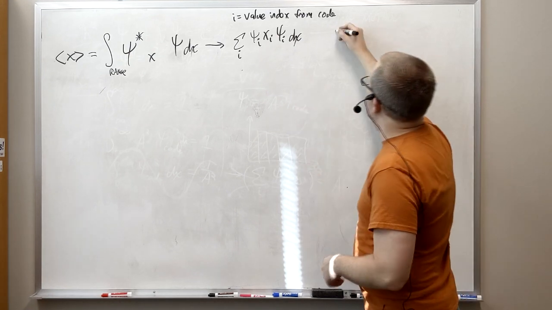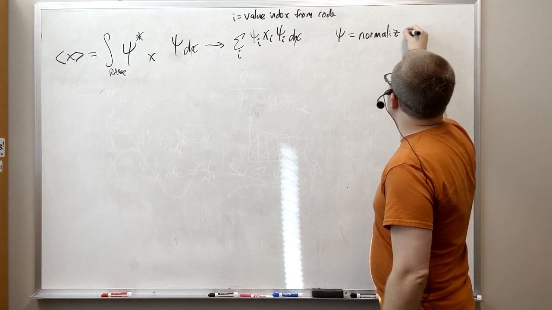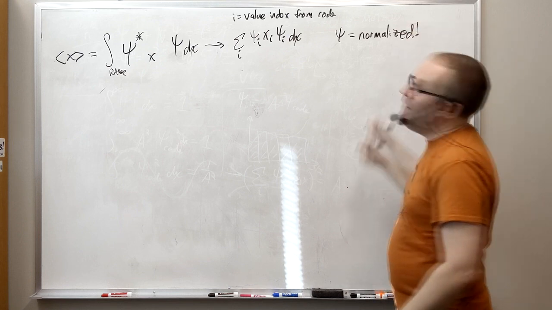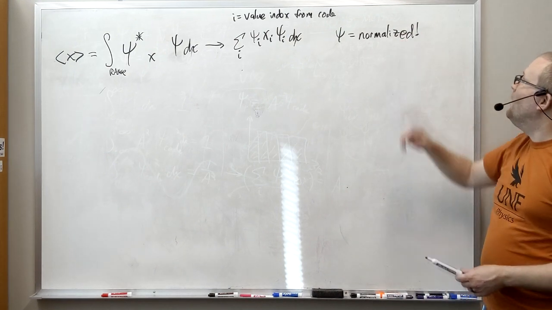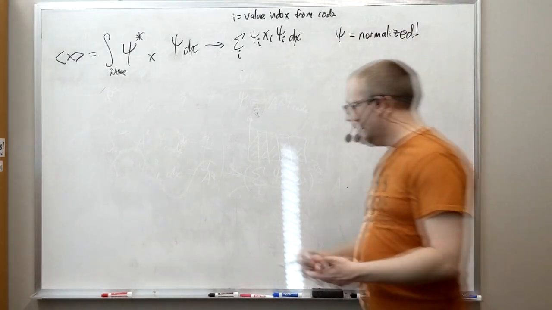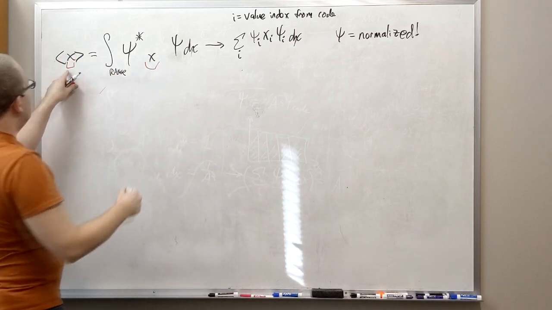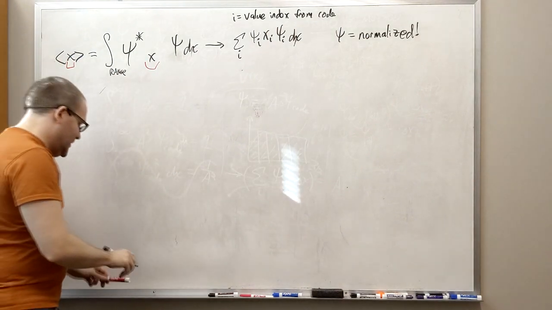By the way, this requires that your psi must be normalized. That's why we took that minute at the end of the last video to take a look at how we normalize psi, because without a normalized psi, this answer doesn't make any sense. And again, the thing that goes in the middle is whatever is inside the expectation value function.